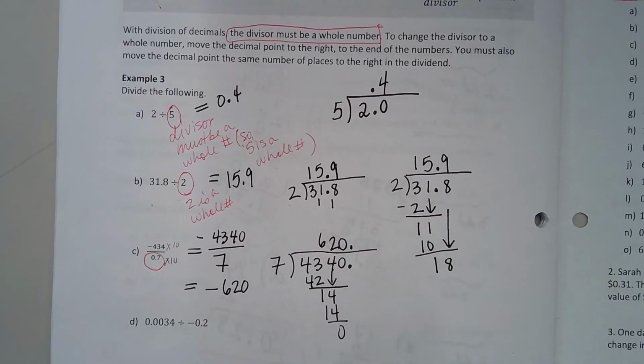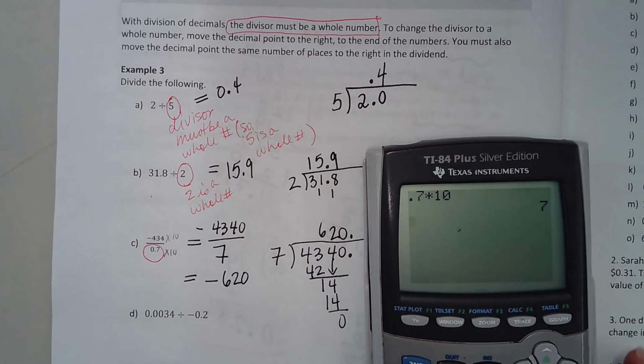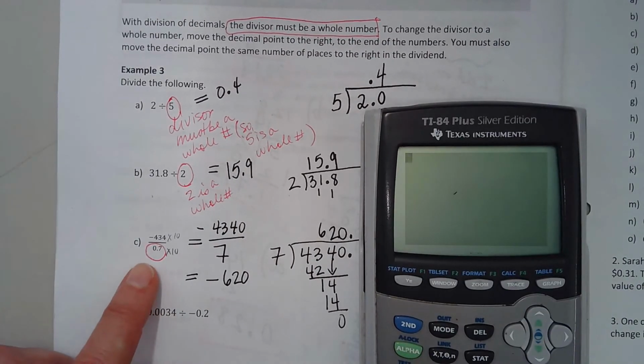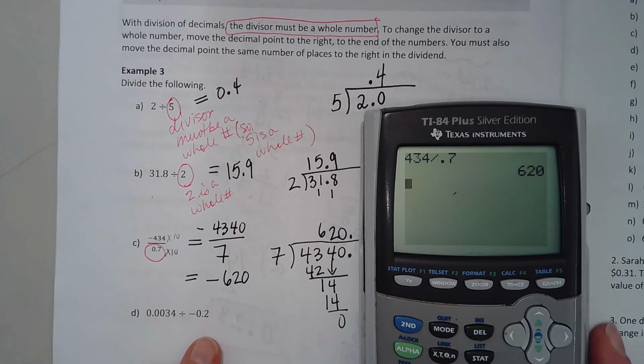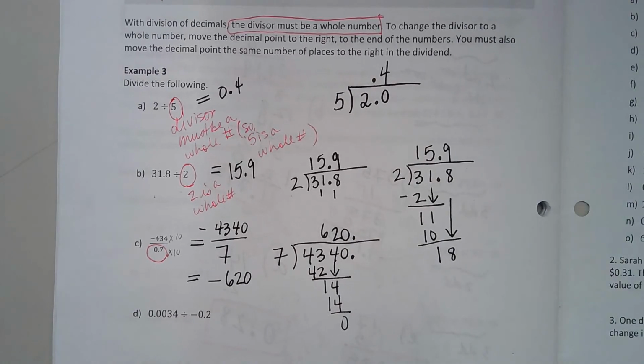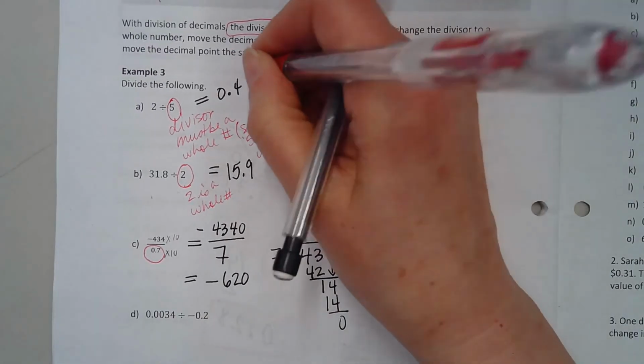All right, let's see if my long division was correct. You can always check with your calculator. 434 divided by 0.7, 620, right? But it'll be negative, right? Because you were dividing negative by positive.